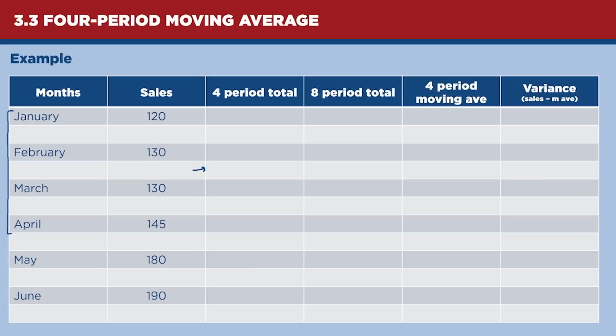Obviously, if you want to give this a try first, you can pause it. That's going to get us 525. We're then going to do the same for February, March, April, and May. That's going to get us 585.